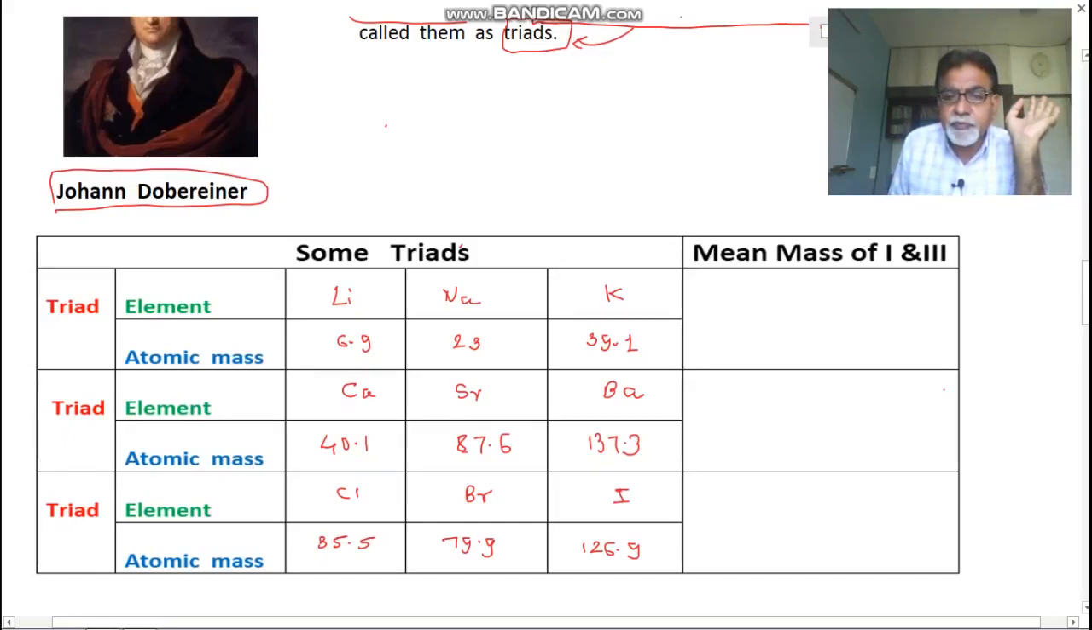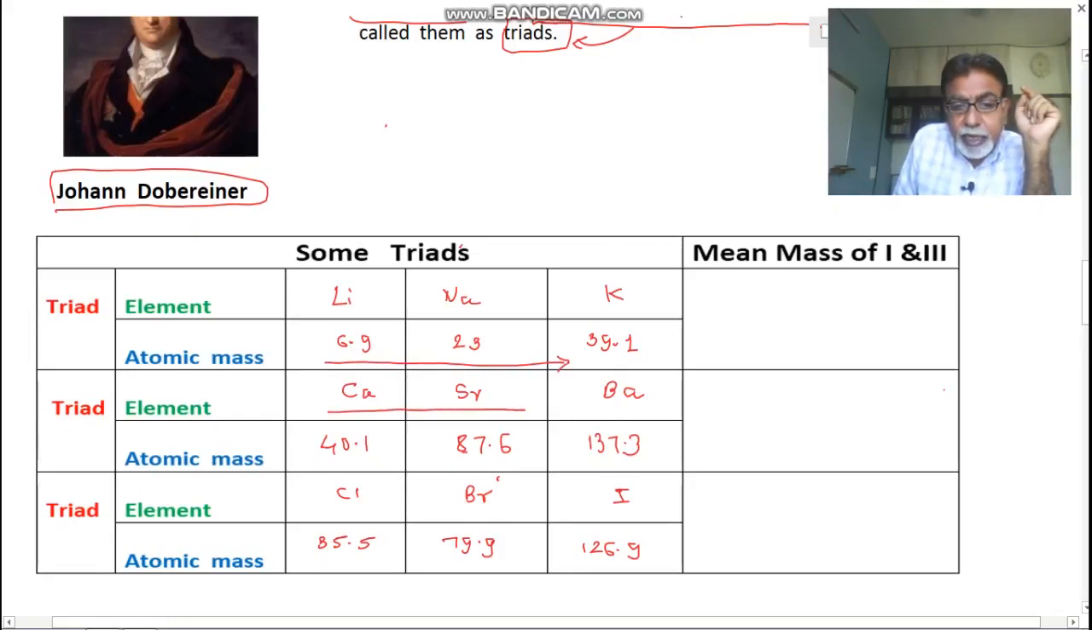What he did, he arranged the elements in the triad in a particular pattern. त्याने ते विशिष्ट पॅटर्नने अरेंज केले आणि तो पॅटर्न काय बघा, he arranged them in the increasing order of their atomic masses. Look at here, all of these are arranged in the increasing order of their atomic masses.